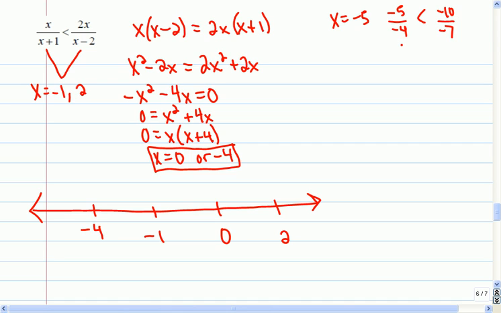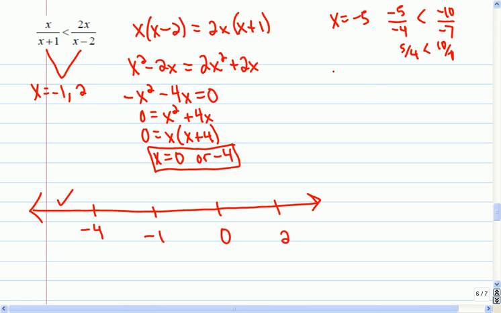Okay, so is 5 over 4 less than 10 out of 7? Yes. Is that less than? Yes, it is. So I end up on this side.